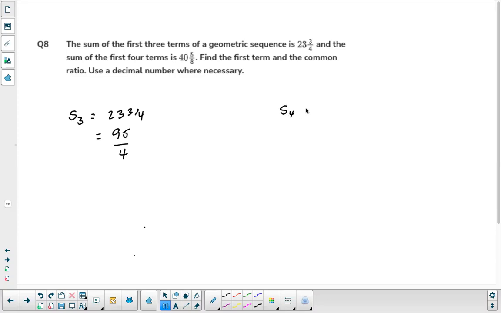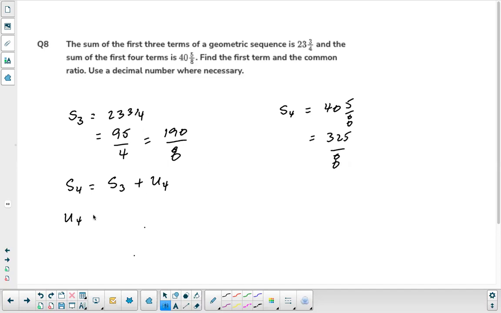And we know that the sum of the first 4 numbers is 40 and 5/8. So I'm going to do the same thing there, which comes to 325 divided by 8. And I'm going to make the other one 190 divided by 8, an equivalent fraction with the same denominator, because I'm going to subtract these. Why am I going to subtract these? Because S4, the sum of the first 4 terms, is the sum of the first 3 terms plus the 4th term. So I can find U4 by subtracting 325 divided by 8 minus 190 divided by 8, which gives me 135 divided by 8.